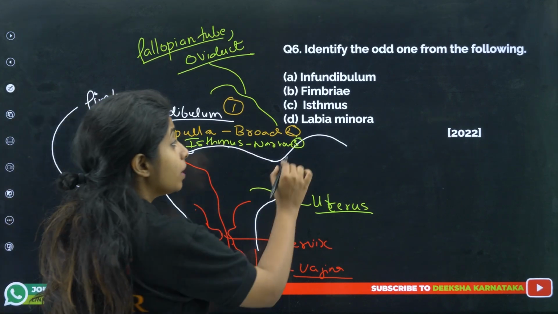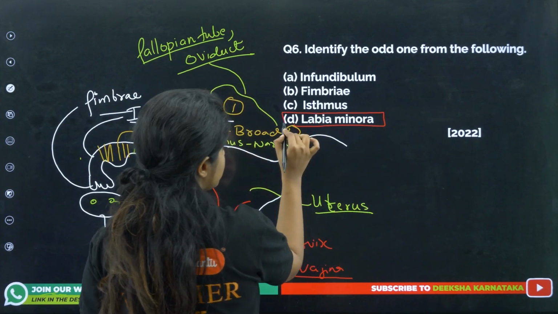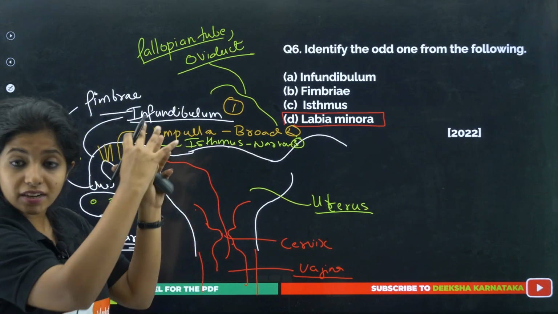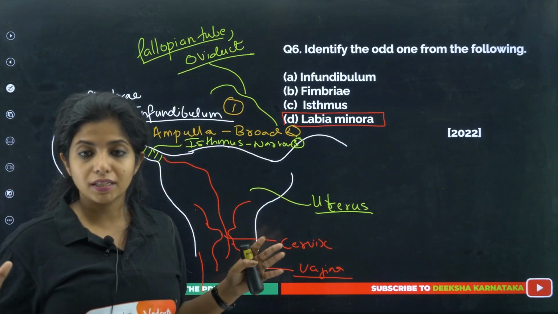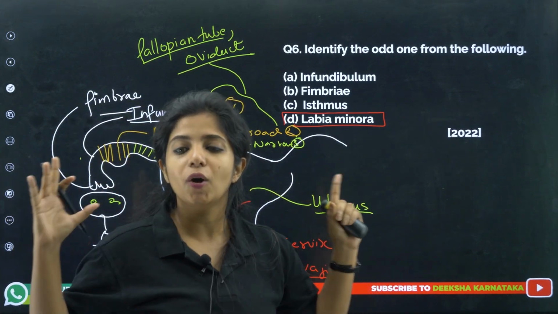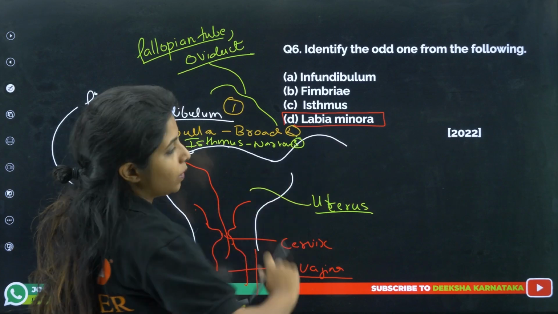Okay, but labia minora does not come over here because I told you this becomes a part of the external genitalia. So the vagina is surrounded by labia minora, labia majora and things like that. That becomes the part of the external genitalia or external genital organ. Works? So this is the odd one out.